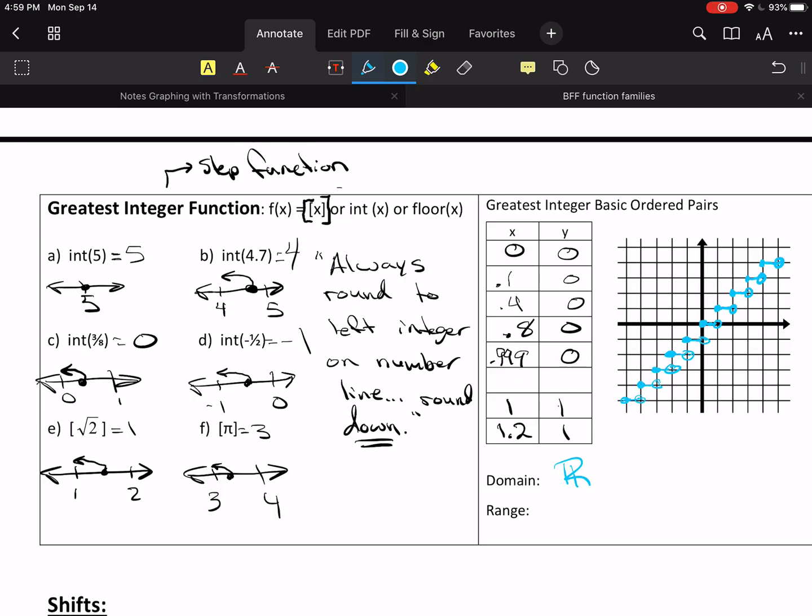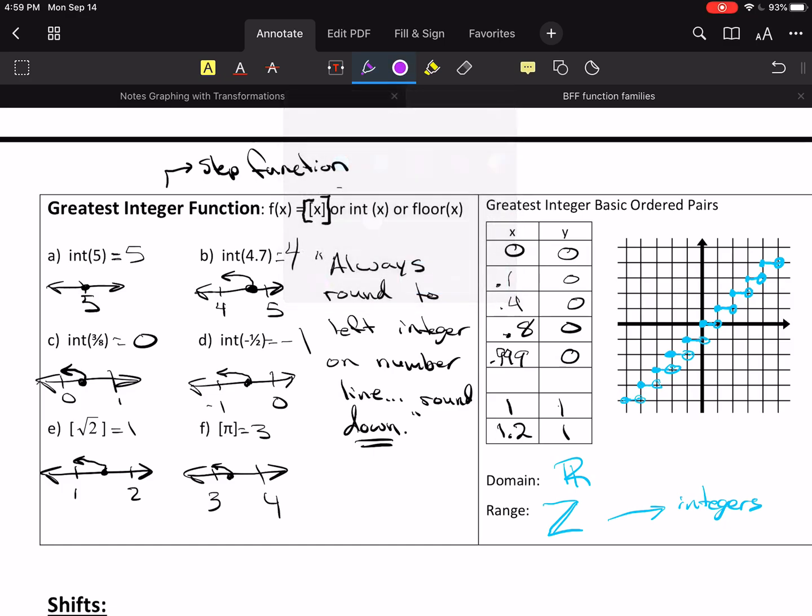Range, are all my y's taken care of? Well, no, right? I have these jumps, these steps, okay? So this is why it's called the step function, right? I jump from 0, and then I jump up to 1, and then I jump up to 2, and then jump up to 3. So it's missing all the stuff in between those numbers. So my range is just the integers, and the way we represent that is with the uppercase Z, okay? And we put the little extra bar in the middle, okay? That means integers.